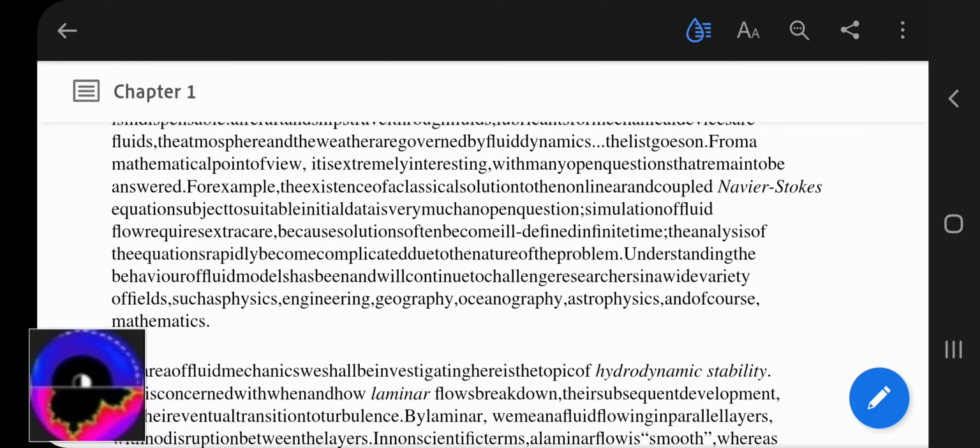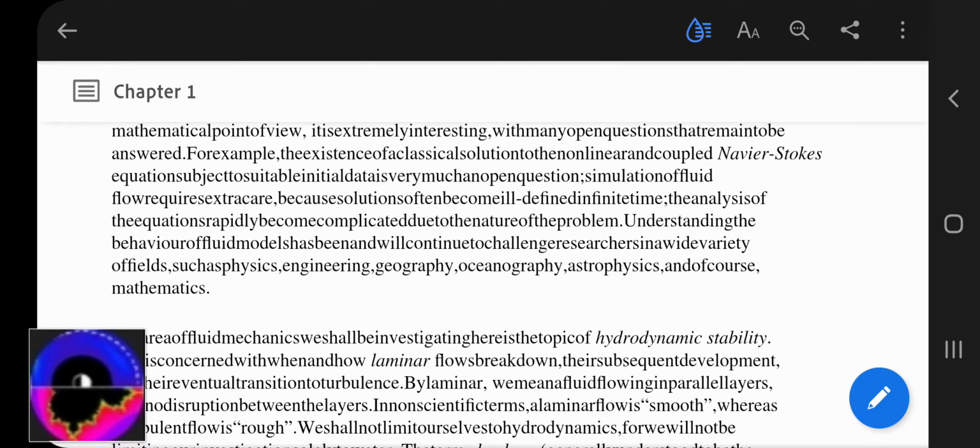For example, the existence of a classical solution to the nonlinear and coupled Navier-Stokes equation subject to suitable initial data is very much an open question. Simulation of fluid flow requires extra care because solutions often become ill-defined in finite time. The analysis of the equation rapidly becomes complicated due to the nature of the problem.